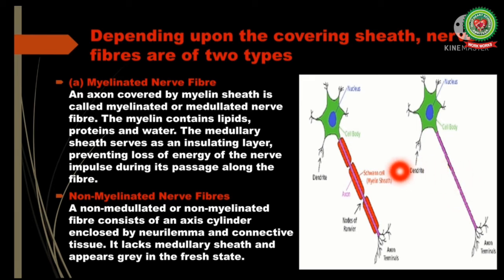The myelin contains lipids, proteins and water. In case of myelinated nerve fibers, nodes of Ranvier are present, whereas in case of non-myelinated nerve fibers, nodes of Ranvier are absent. That is the reason in case of myelinated nerve fiber, there is no chance of leakage of nerve impulse and the transmission of nerve impulse is fast. Whereas in case of non-myelinated nerve fiber, there is a chance of leakage of nerve impulse. Along with that, the speed of conduction of nerve impulse is also slow.